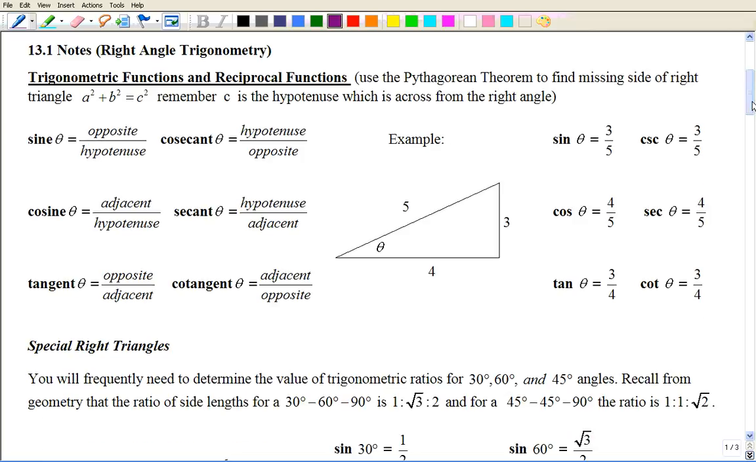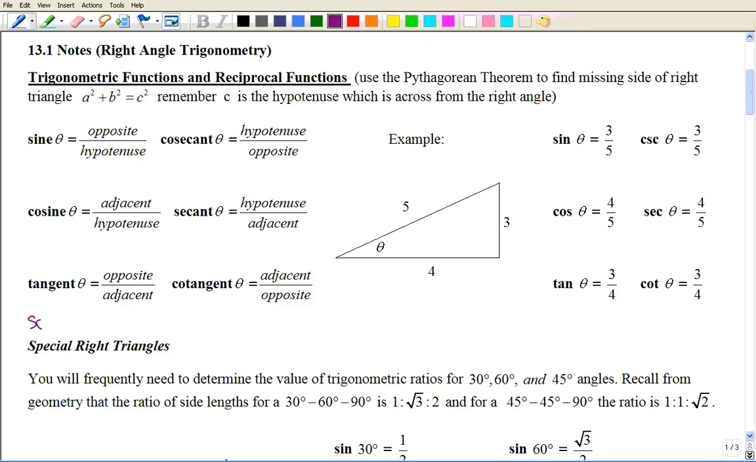So we're going to use our good old friend, the Pythagorean theorem, to find the missing side of a right triangle. A squared plus b squared equals c squared. Remember, c is always going to be the hypotenuse, which is going to be across from the right angle. So let's just look at what we have on the left side here. We'll have that sine of theta is opposite over hypotenuse, cosine of theta is adjacent over hypotenuse, and tangent of theta is opposite over adjacent.